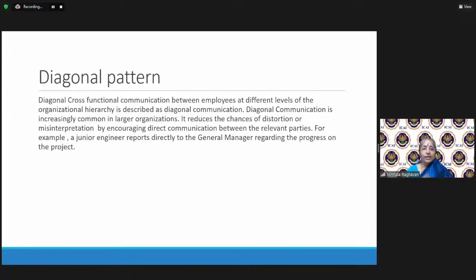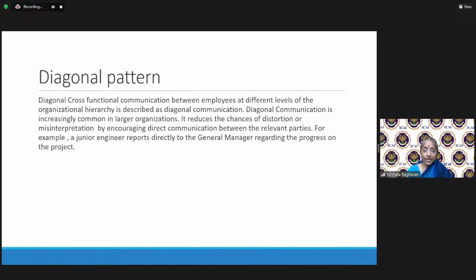I repeat, a diagonal communication is a cross-functional communication where people from different hierarchies sit across the table to discuss the progress of the company or the department. They sit across. There is no hierarchy there. There is no one-up. There is no boss and employee. They all sit together and discuss.